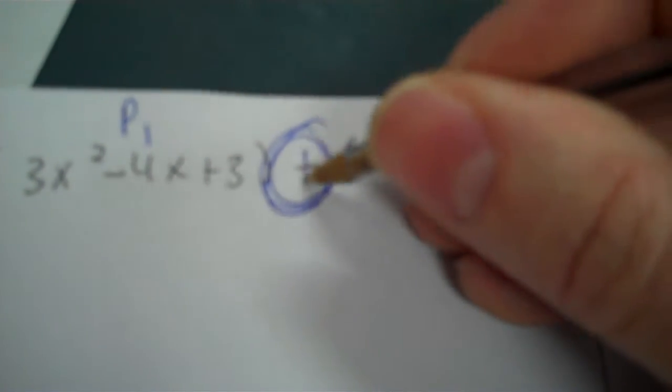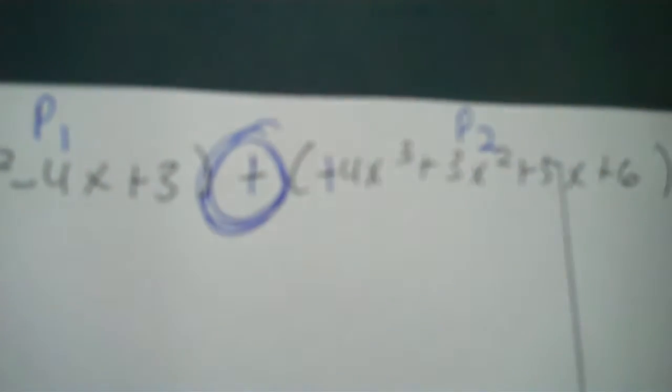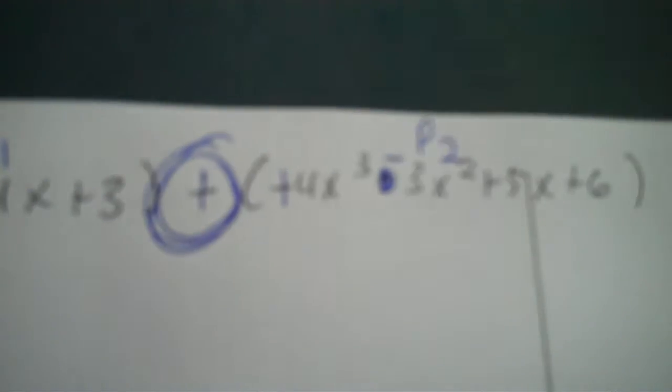And then in the other parentheses, you have a negative 4x to the third, x squared multiplied by 3, x multiplied by 5, and then we got 6. That's P2. Now, what is in between the parentheses? A minus, okay? So you make that plus, and then everything inside of P2 is switched. So it goes from negative 4 to positive 4. The x squared that was multiplied by positive 3, now it's multiplied by negative 3. The x multiplied by positive 5 is multiplied by negative 5. And then the 6, it's negative 6.